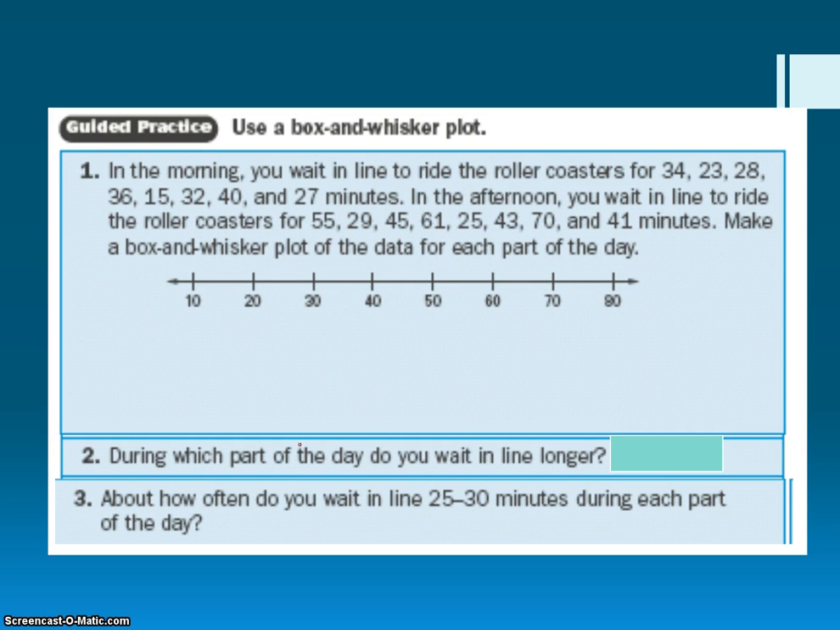For numbers 1, 2, and 3, please pause the video and try this yourself. Remember, for number 1, you need to order the data first, then find your 5 numbers that make up the box and whisker plot. Then plot those numbers and draw the box and whisker plot. Pause the video, try 1, 2, and 3.